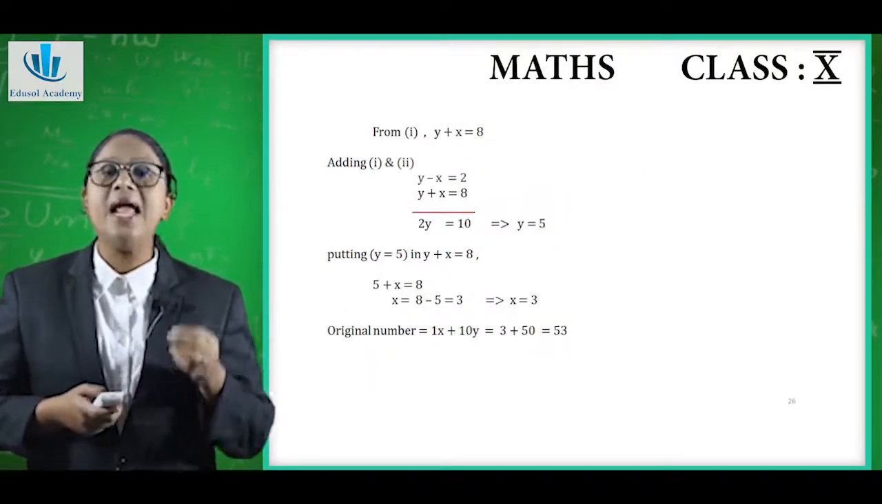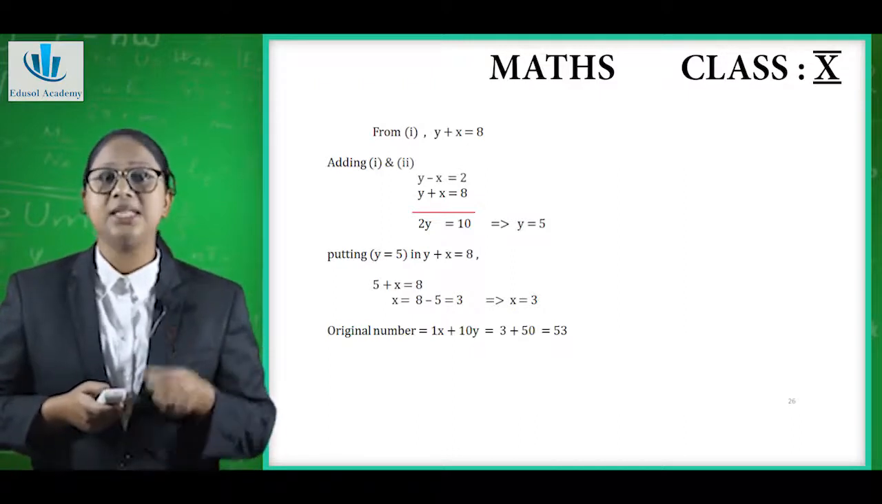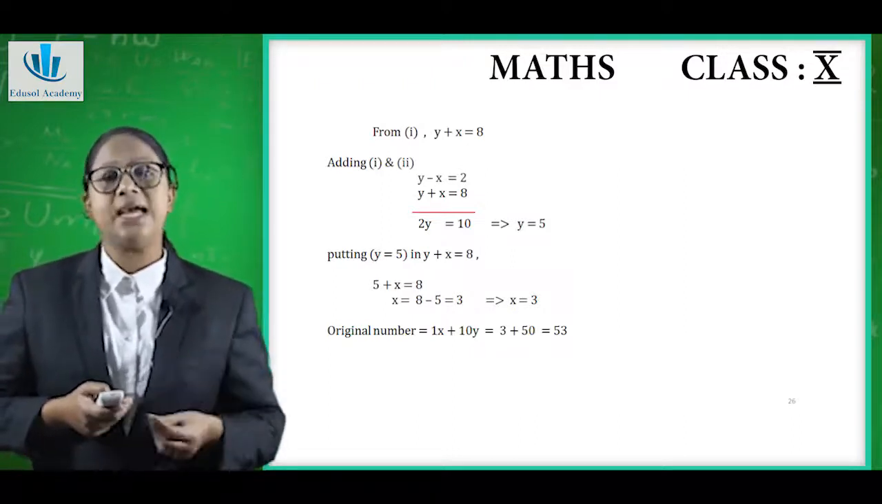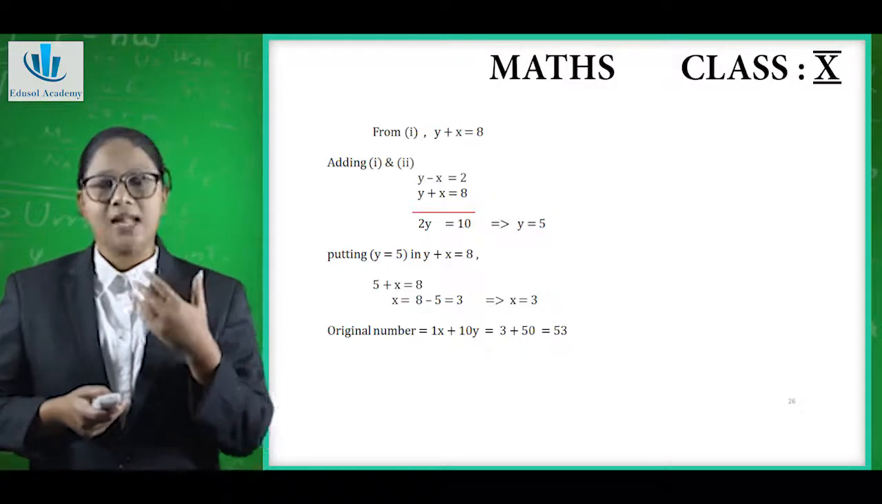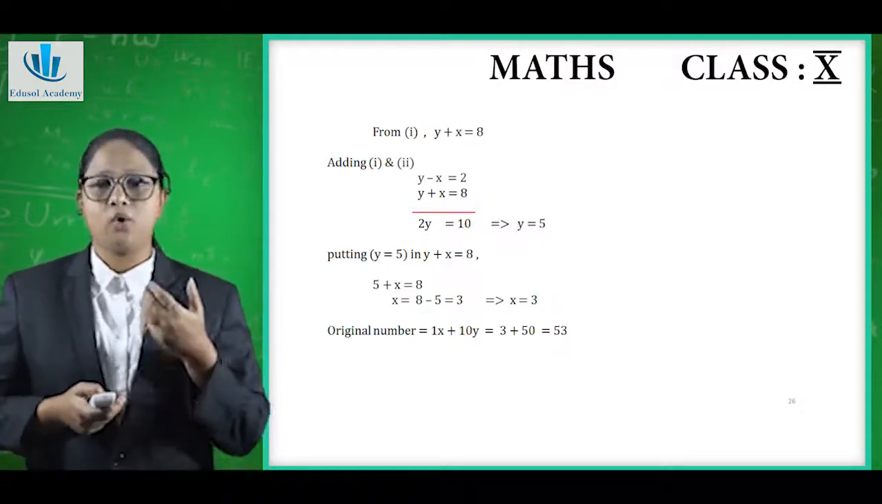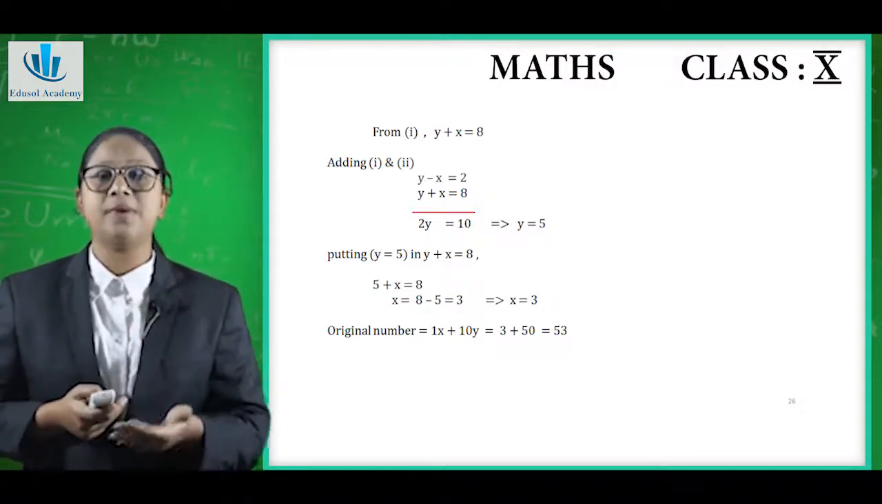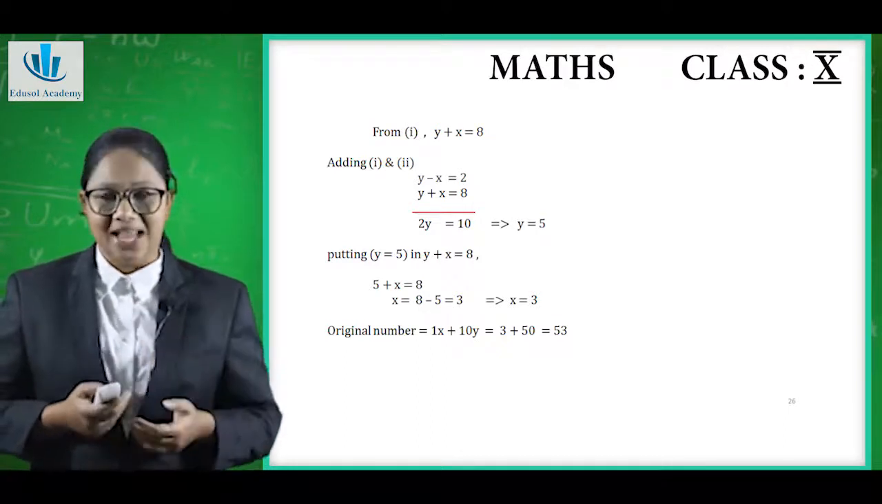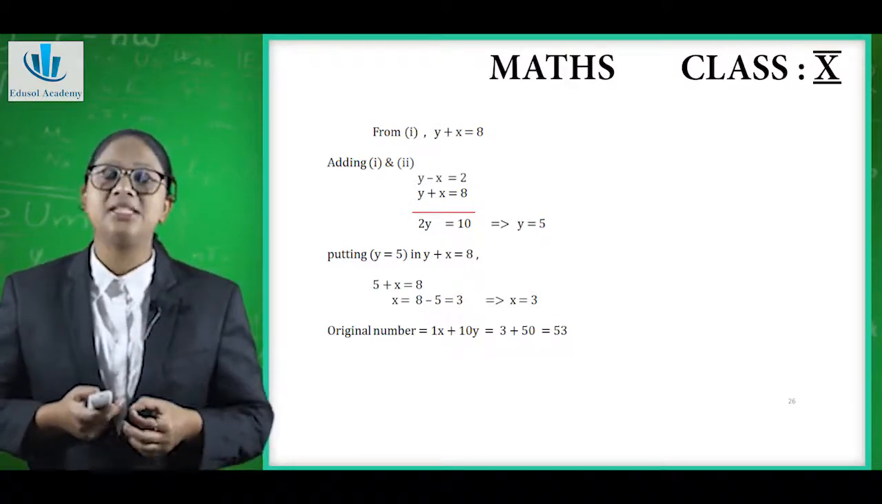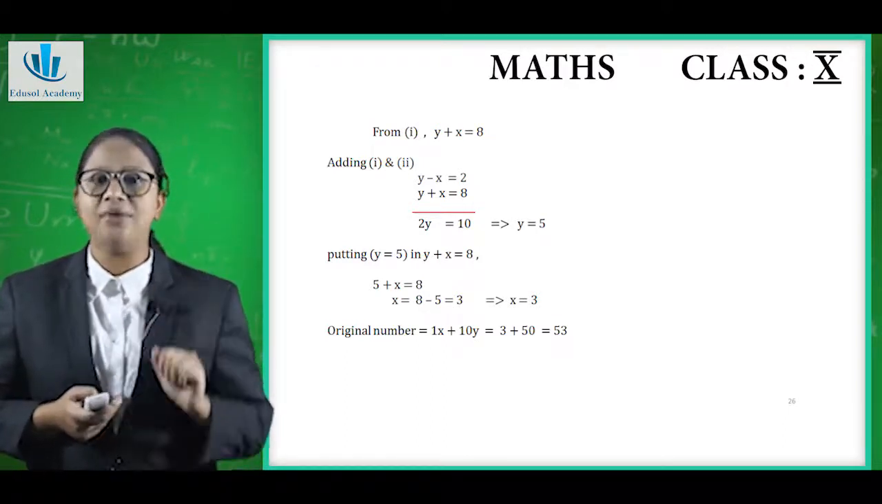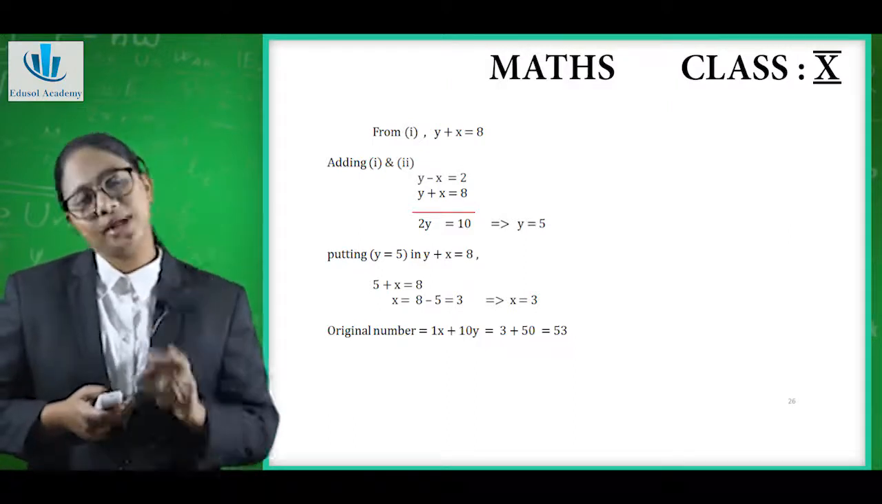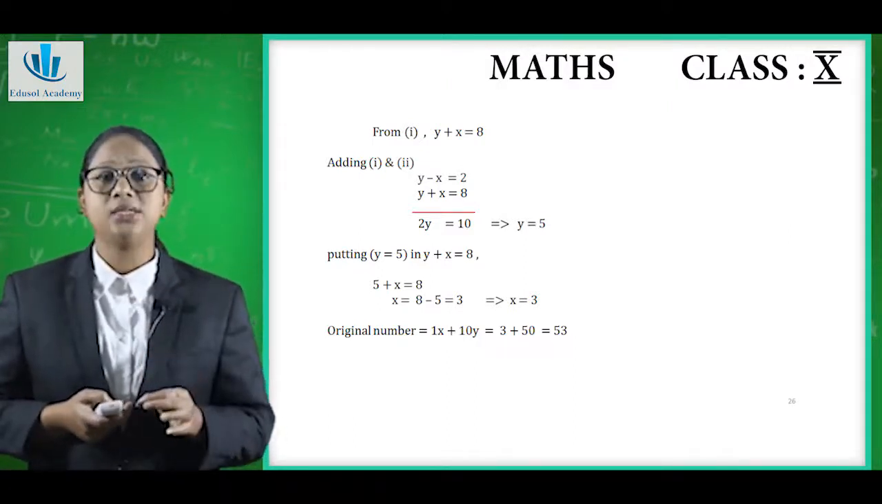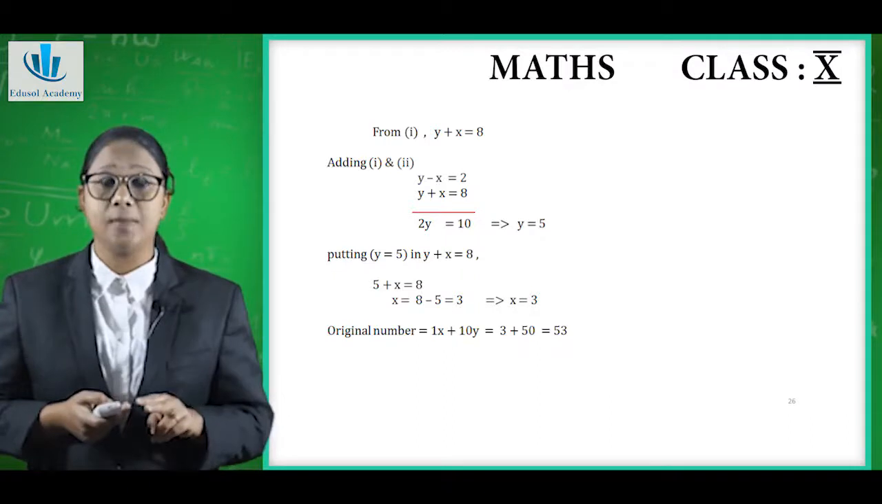There you go, we got two equations. The first one is x plus y is equal to 8, and the second one, y minus x is equal to 2. You can add or subtract them, or you can use any method, cross multiplication, substitution, or elimination, and we will get the value of y as 5 and x as 3. So we are not done yet. We are talking about a two digit number here.